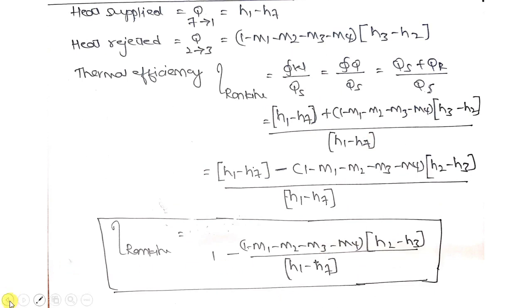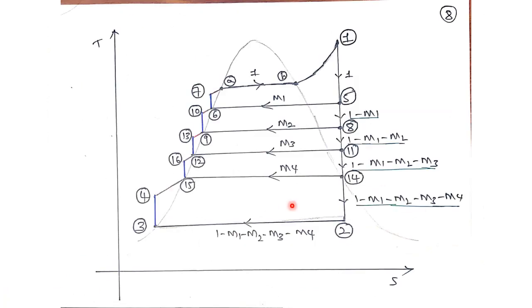Now we will try to analyze the work done by the turbine and the work done by the pump. So first we shall analyze the work done by the turbine. See, turbine work done will be W1 to 2. This W1 to 2 is being split up into W1 to 5, 5 to 8, 8 to 11, 11 to 14 and 14 to 2, correct? So you need to calculate individually and add all the 5 values to get the total turbine work output.